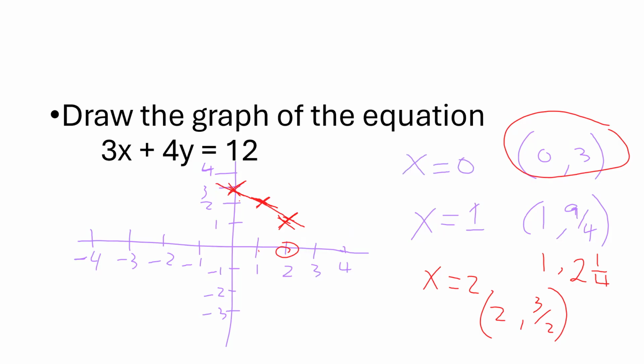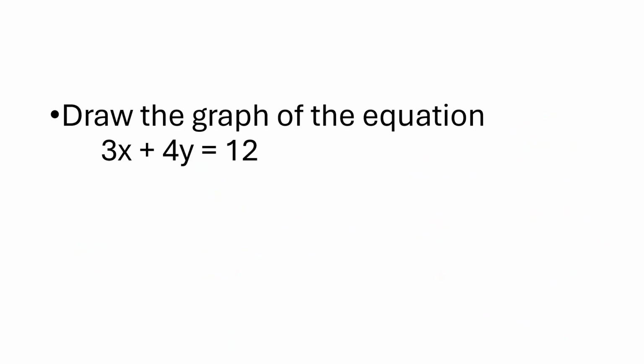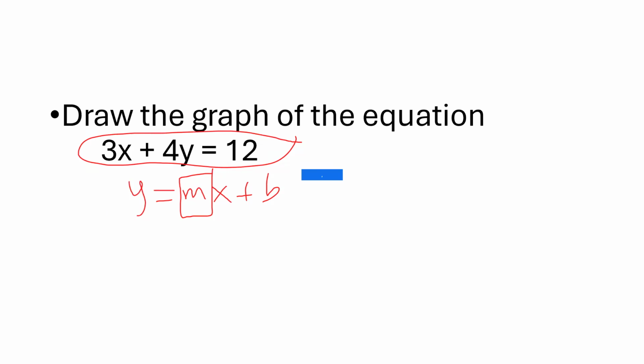Now, sometimes in some problems, you're going to be asked to find the slope of this equation. Always remember, anytime it says find the slope, you've got to remember this: y equals mx plus b, which is the slope-intercept form of a linear equation. Before you find the slope, which is m in this case, you've got to make sure that your equation looks like y equals mx plus b. For right now, it doesn't.